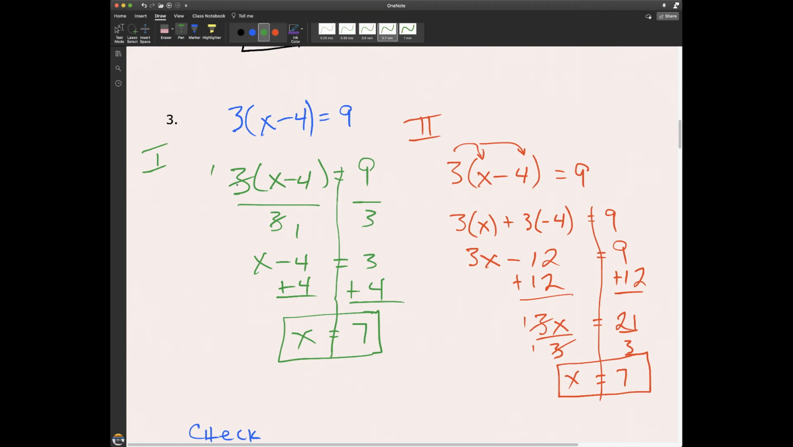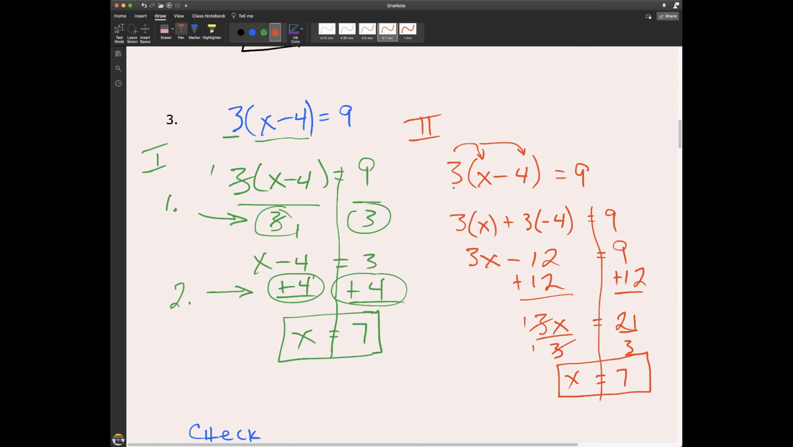So let's just walk through what I did over here. So the first step over here is to recognize that this is 3 times this quantity. So it's multiplication. So I use the division property of equality first. And what does that do? It leaves me with this expression, x minus 4, all by itself. And to get x by itself, so I'm subtracting, the inverse operation for subtraction. Step 2 is to use the addition property of equality here. And I end up with x equals 7. So that's one way you can solve this equation.